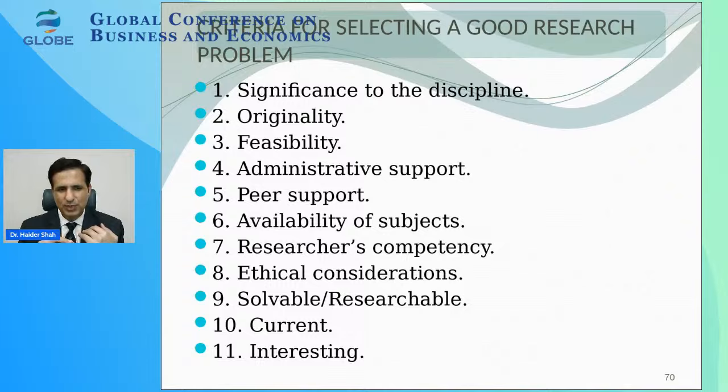First, you need to ask yourself whether your topic carries significance to the discipline. Is your topic original, which we discussed last time? Novelty, we are talking about novelty. Does it contain novelty? Is it feasible in terms of time, energy, and resources? Will you be able to complete your study in a proper way? Is it feasible? The fourth point, administrative support. If you are in the university or an agency is funding you, do you have enough administrative support to carry out the research project properly?